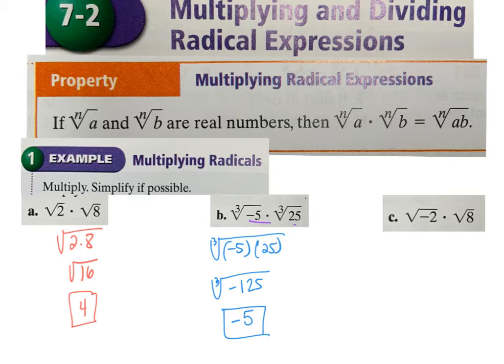All right, last one. Square root of negative 2 times the square root of 8. Negative 2 times 8. That's the square root of negative 16. I have a problem. I cannot do a negative if I'm talking about real numbers. Does not exist. We do not have a real number that is the square root of negative 16.